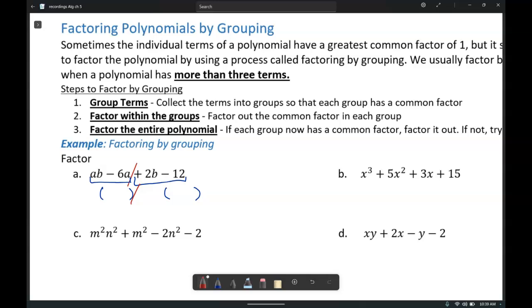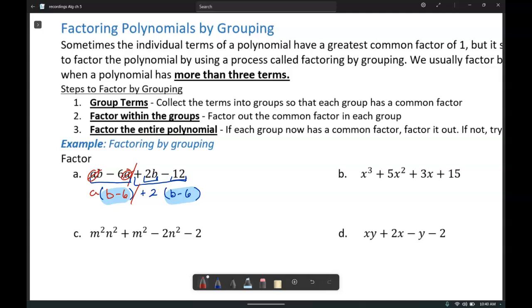So we look at our first two terms, AB minus 6A. Well, we can identify that we have the common factor of A. If I divide A out of both of these terms, I'm left with B minus 6. In the second grouping, we have a common factor of 2. If we factor out a positive 2, we're left with B minus 6. Divide both of those terms by 2. And we identify that, well, we do have a common binomial factor of B minus 6.